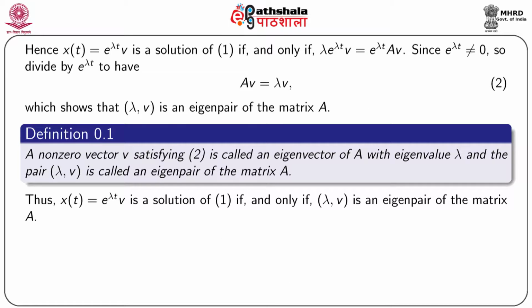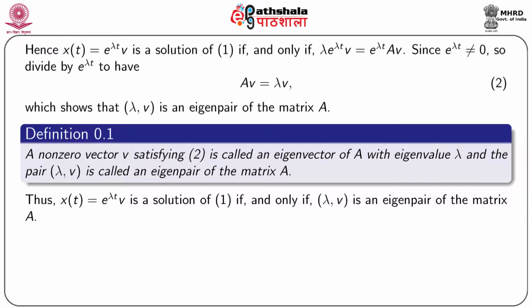Hence, e^(λt) v is also a solution of 1 if and only if λ e^(λt) v = e^(λt) A v. Since e^(λt) is not equal to 0 for any λ, we divide both sides by e^(λt), and we will get Av = λv, which shows that (λ, v) is an eigenpair of the matrix A, where λ is called the eigenvalue of the matrix A and v is the corresponding eigenvector.